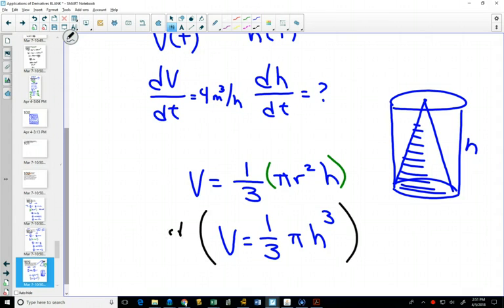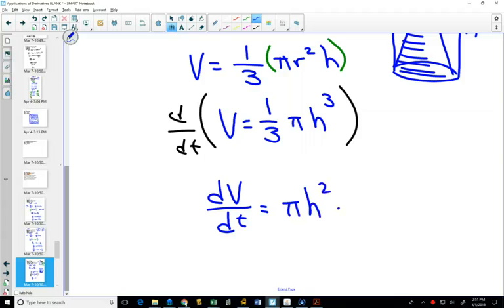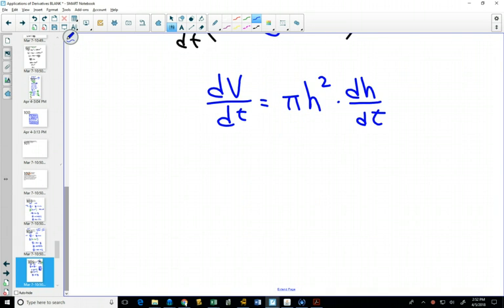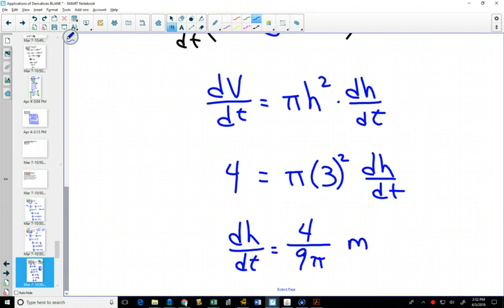And now let's take the derivative with respect to time of the whole thing. dV/dt, the 3 would come out in front, pi h squared dh/dt. And we want to find dh/dt when the height is 3 meters. So we know that dV/dt is 4. H at 3, dh/dt will be 4 over 9 pi, and this is meters, and time is measured in hours, meters per hour.